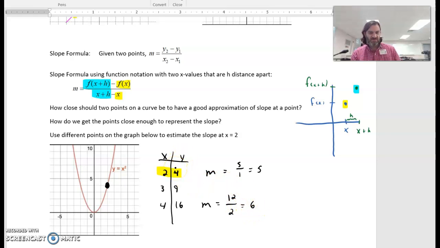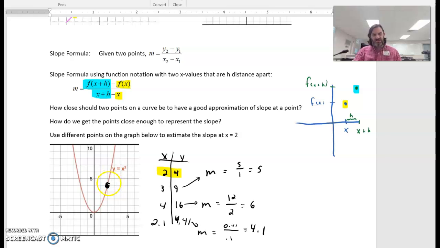But what if we pick something really, really close, like 2.1? Okay. So if I pick 2.1 and I square it, I get 4.41. So in that case, if I find the slope between those 2 points, I would have 4.41 minus 4, that'd be 0.41, and on the bottom I'd have 2.1 minus 2, that'd be 0.1. So let's see, 0.41 divided by 0.1 gives me 4.1.